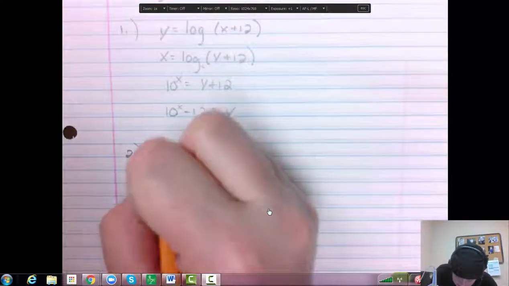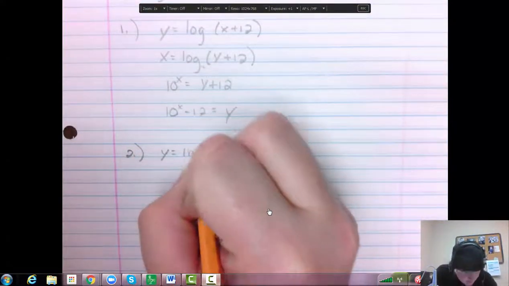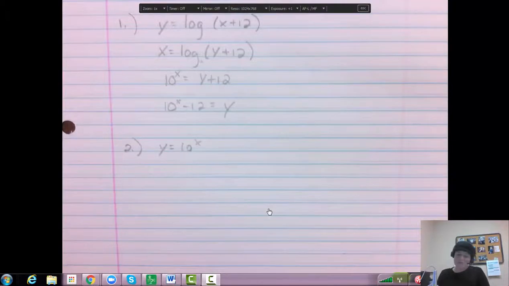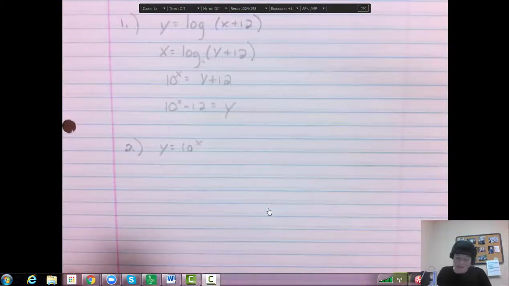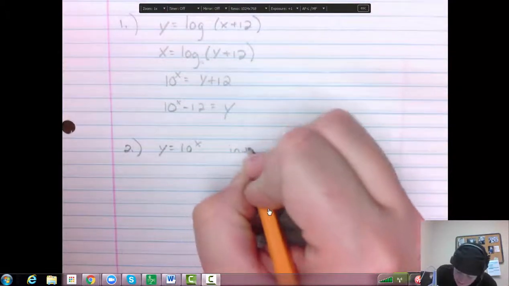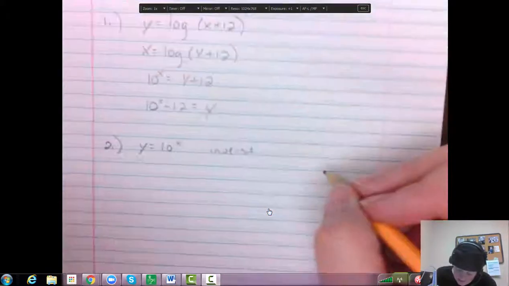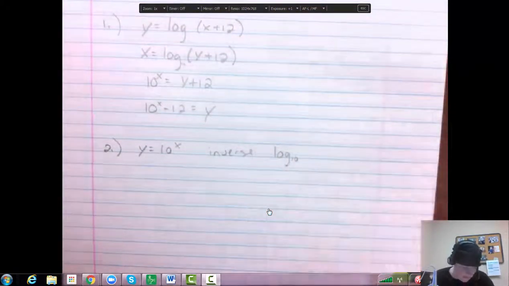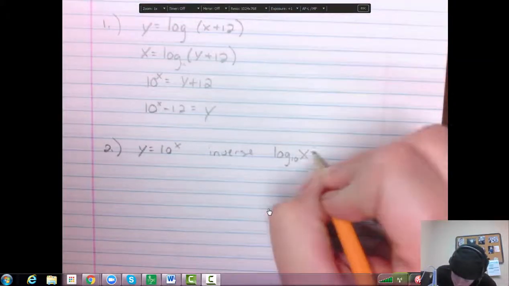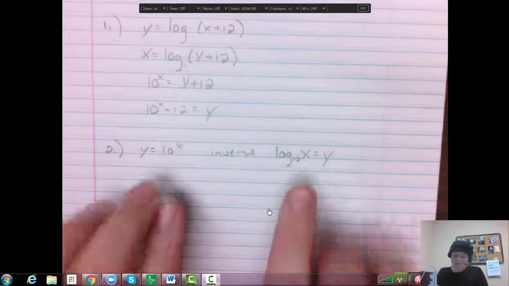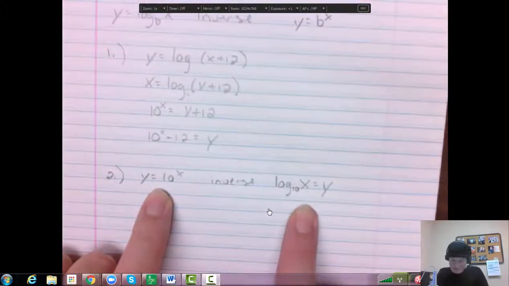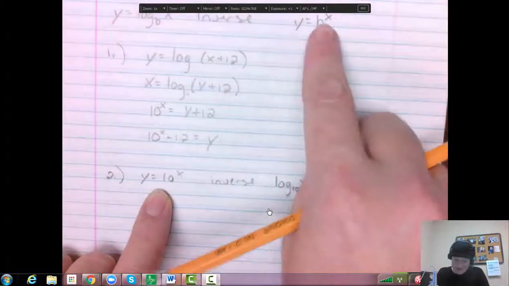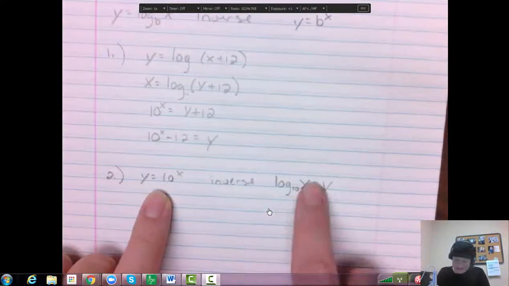What if I have y equals 10 to the x? What's its inverse? This one doesn't have a plus next to it. So I want you to find its inverse. That is going to be log base 10, which I don't have to write the 10, of x equals y. Okay, so these are inverse of each other, and you can see the same up here, b to the x, b to the x with the y.